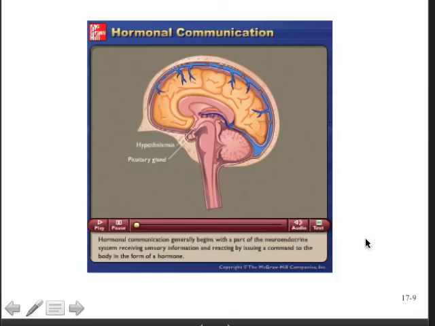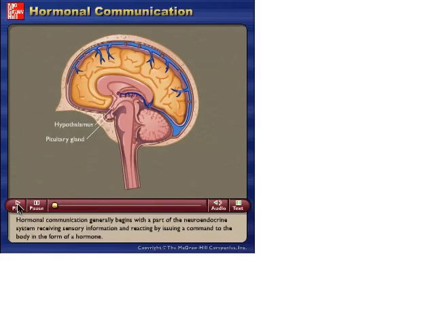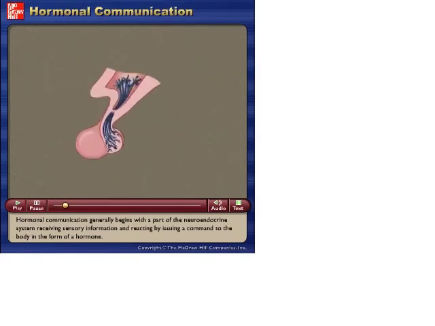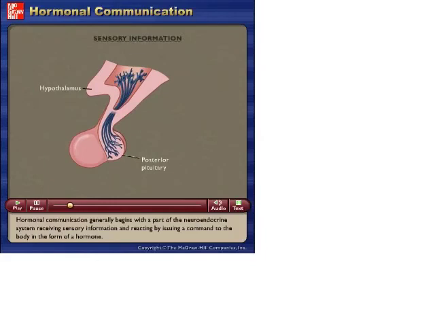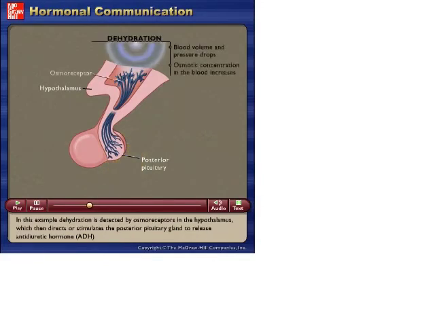So let's take a look at hormonal communication. Hormonal communication generally begins with a part of the neuroendocrine system receiving sensory information and reacting by issuing a command to the body in the form of a hormone. In this example, dehydration is detected by osmoreceptors in the hypothalamus, which then directs or stimulates the posterior pituitary gland to release antidiuretic hormone, ADH.